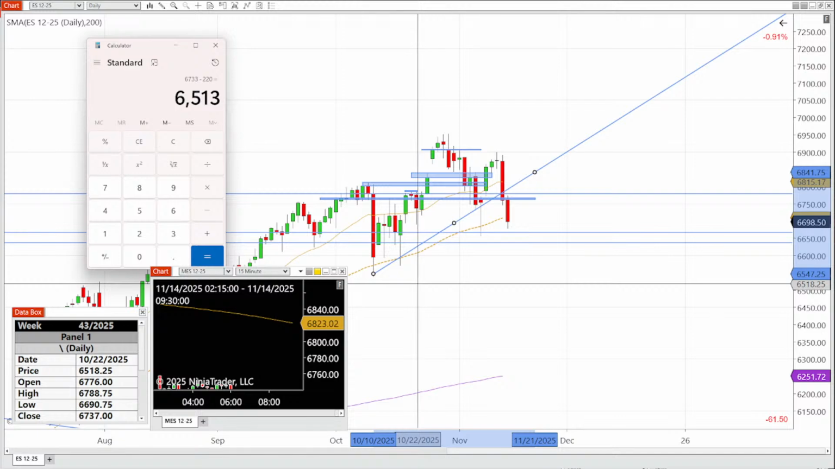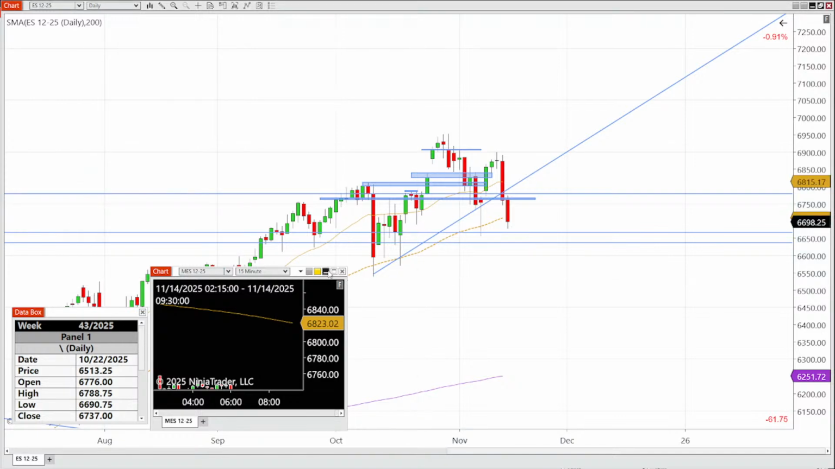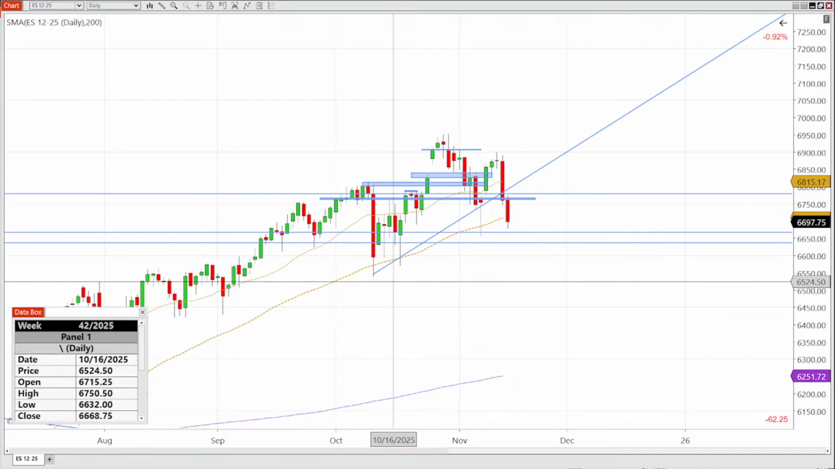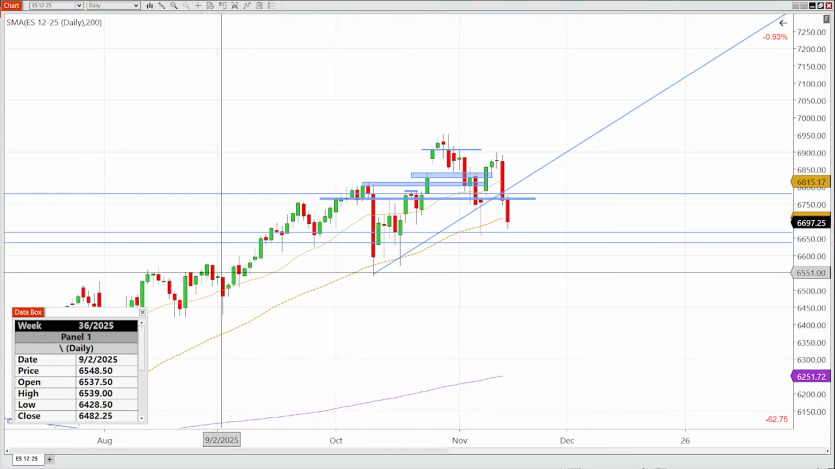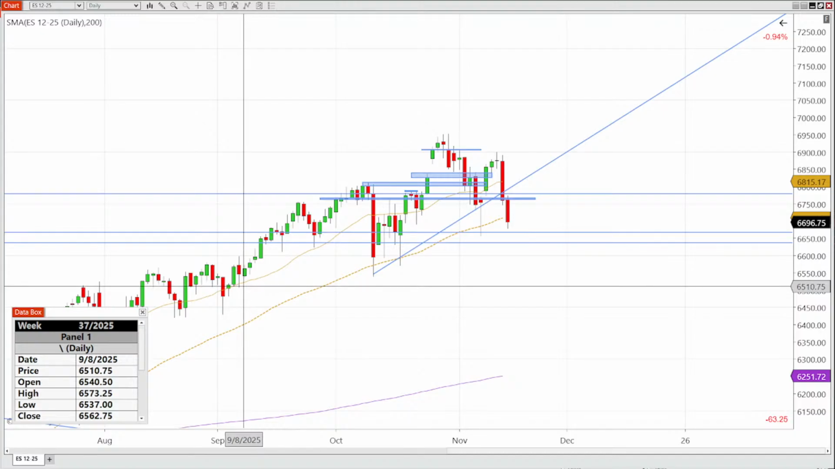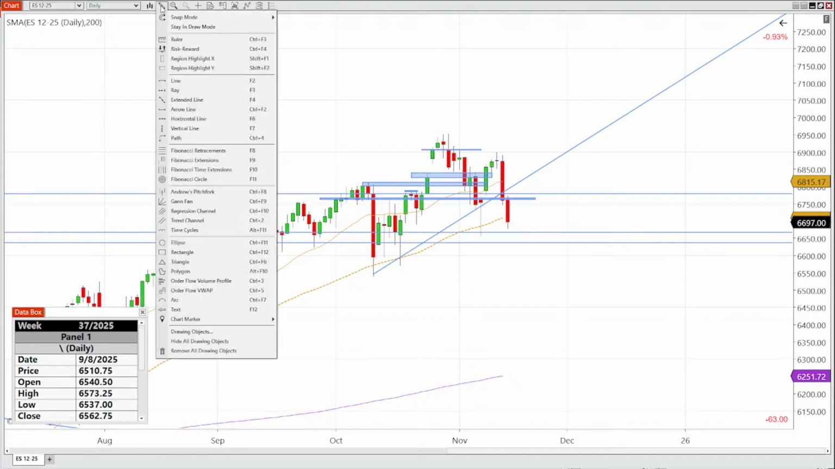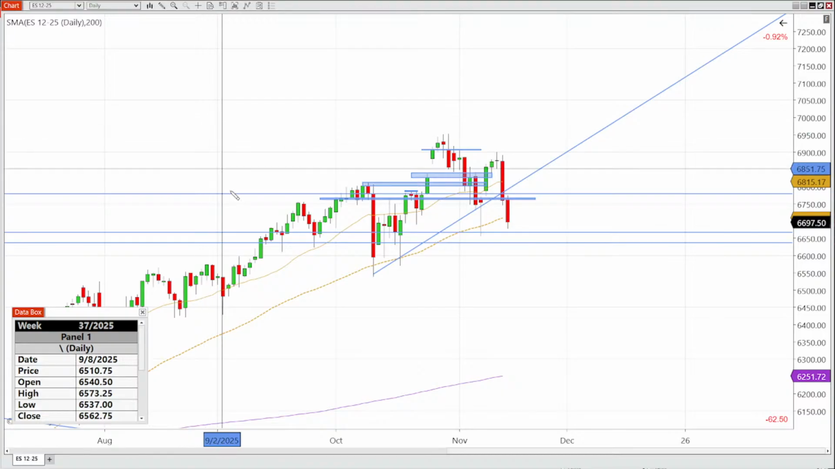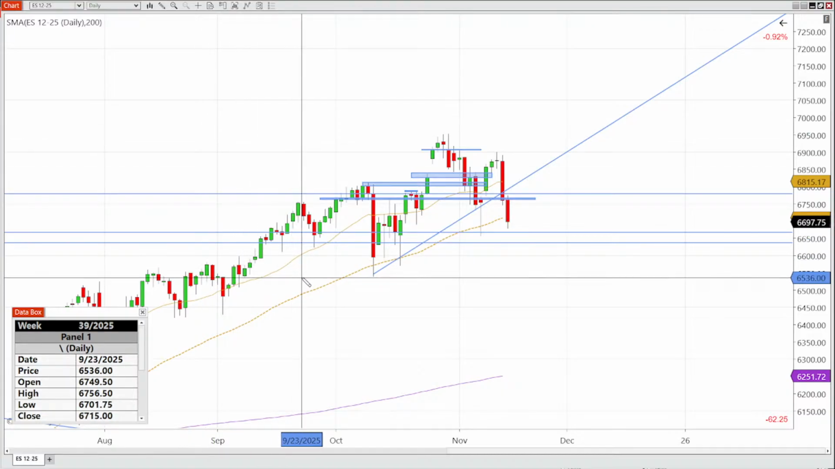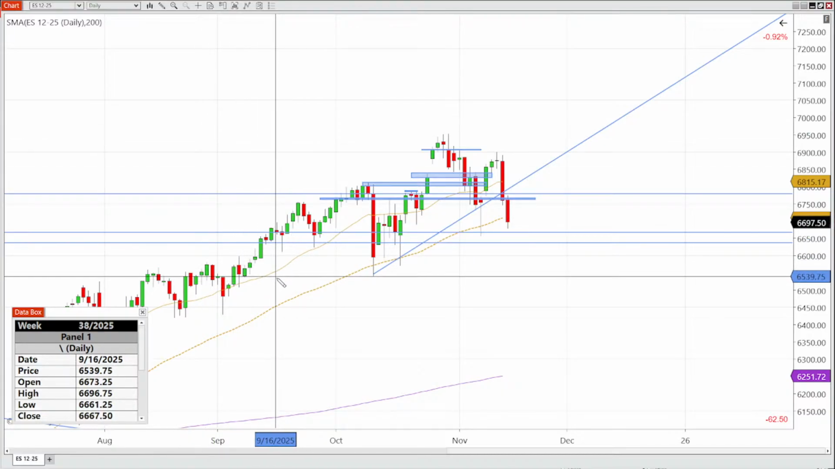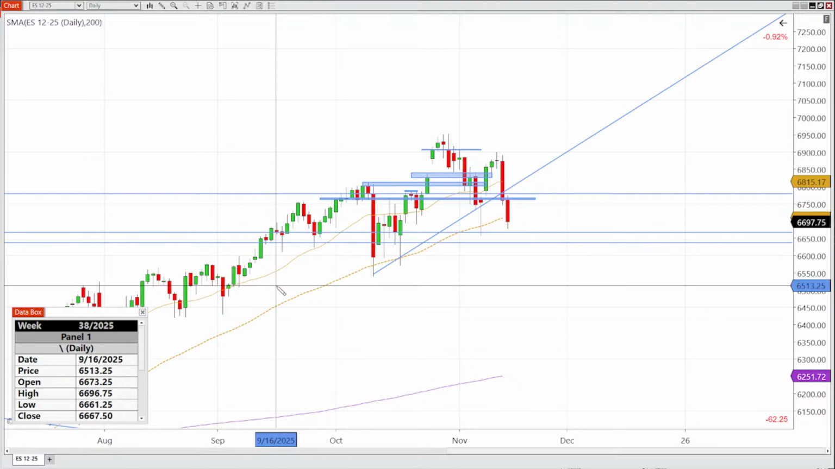So 65.13 is right here. Let's see if we got anything. 65.13 is right here. Right around here. This level here, 65.13. Let's put a line here, so we know that we didn't dream this and wake up one day and be like, I dreamt that I thought about 65.13.